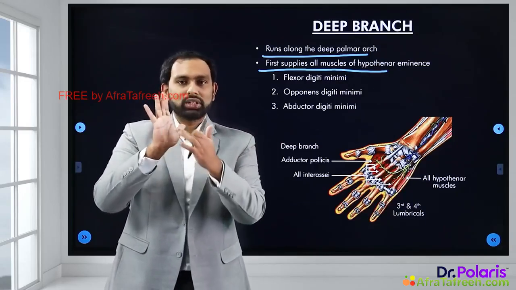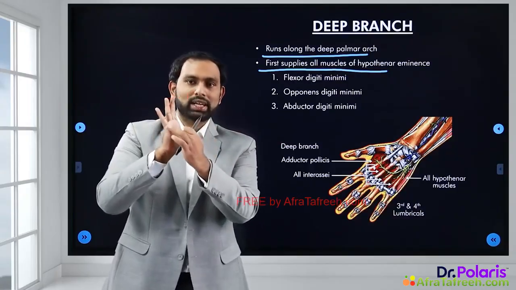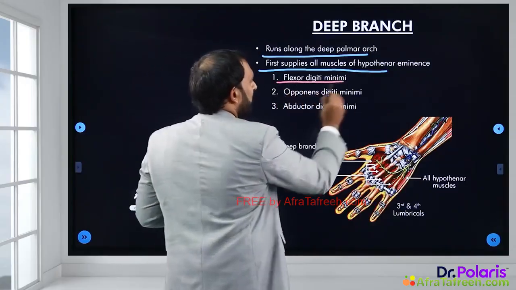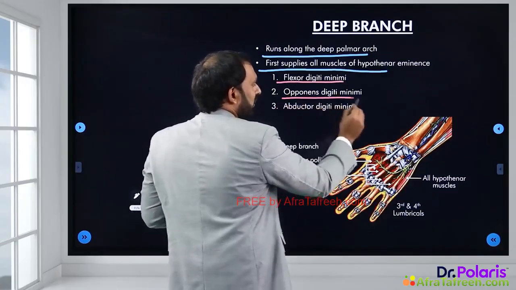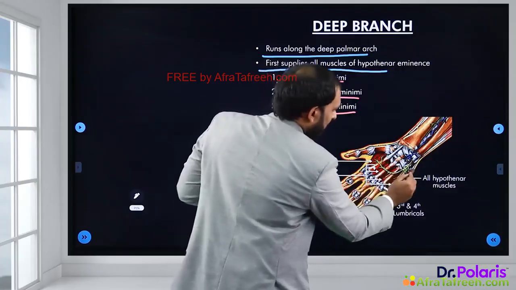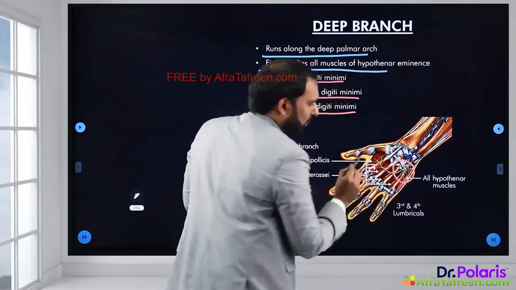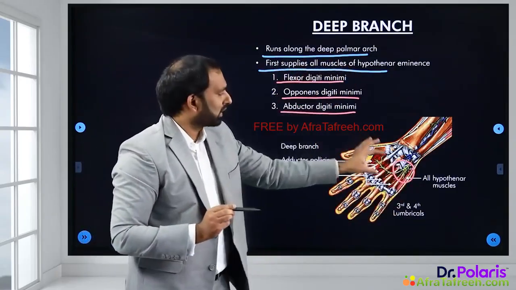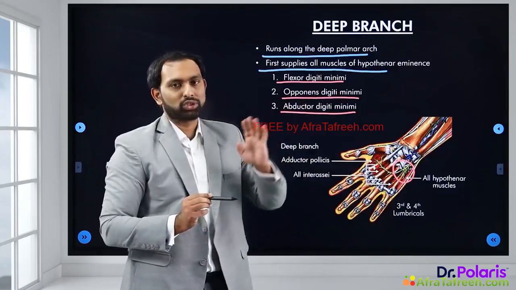So let's understand what are the three muscles that make up this hypothenar eminence. That is the flexor digiti minimi, the opponens digiti minimi, and the abductor digiti minimi. So all the hypothenar muscles are supplied by the deep branch. So after supplying this hypothenar eminence, what happens to the deep branch?